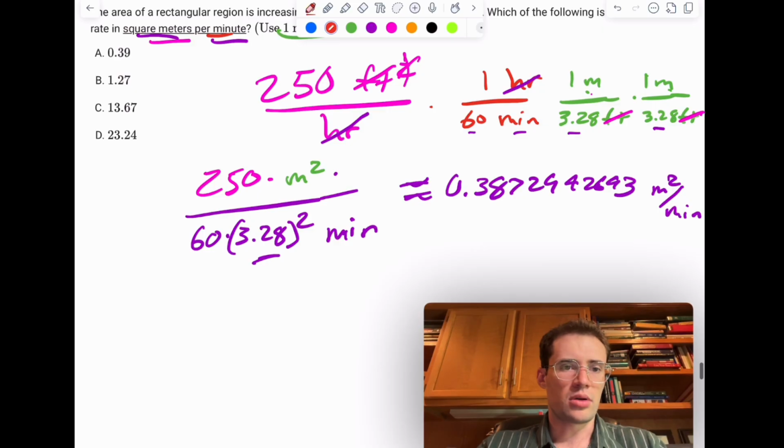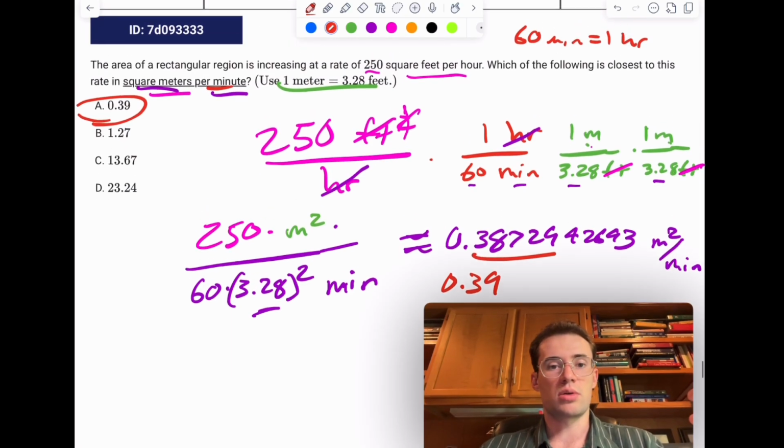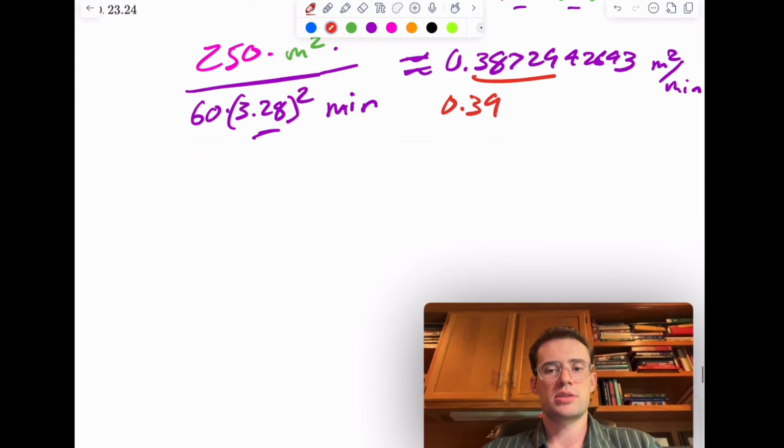All right, well, the only one that's even less than 1 is A. That's 0.39, this number rounded to the nearest hundredth. It's 0.39 meters squared per minute. Right, that makes sense.